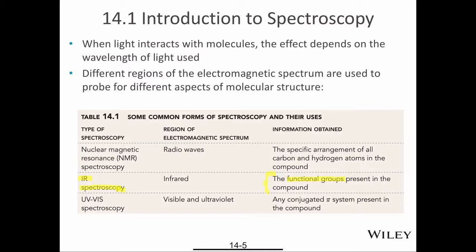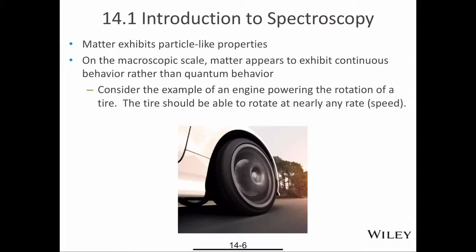Later on in this course, we'll take a look at NMR, which is nuclear magnetic resonance spectroscopy. The information that we get in NMR is the specific arrangement of all carbon and hydrogen atoms in the compound. Basically what that means is that we're able to determine the connectivity of the carbons and hydrogens in the compound. Matter, like electromagnetic radiation, also exhibits both wave-like properties and particle-like properties.